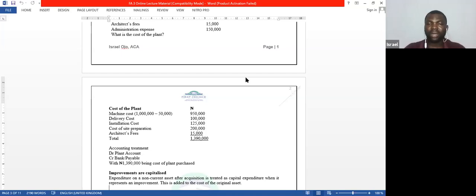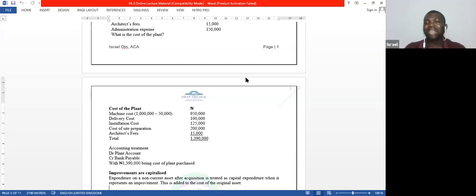So the accounting treatment is this. If you remember the rule of debit and credit that I explained earlier, whenever an asset is being increased, you debit the asset, and whenever the asset decreases, you credit the asset account. Now, this is a purchase. It means that our plant account is increasing, so we are going to debit the plant account.